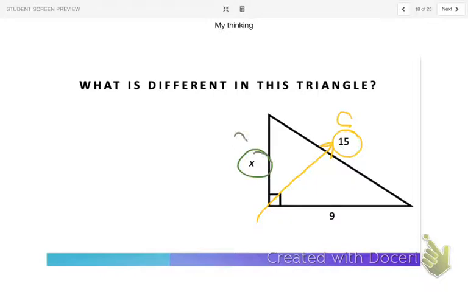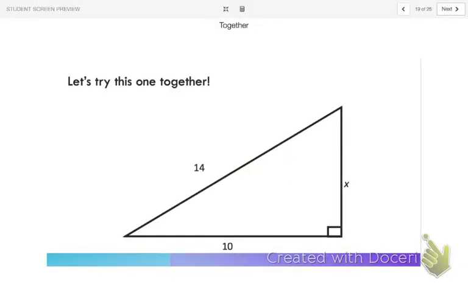So we could pretend that this is either A or B. With the legs, you just gotta pick and choose which one you want. I could say that X is A, or I could say, no, this is gonna be B and 9 is gonna be A. It really does not matter which one it is between A and B. The only one that really matters is that C is the hypotenuse. Okay, so let's figure out what's gonna happen.